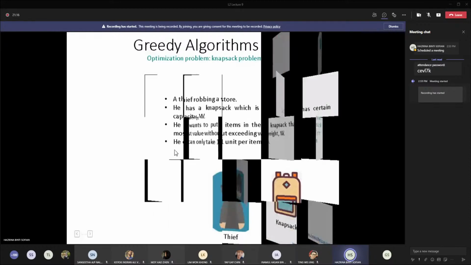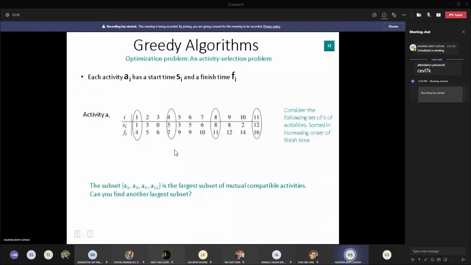So before we proceed with the next problem, are you okay with the activity selection problem?